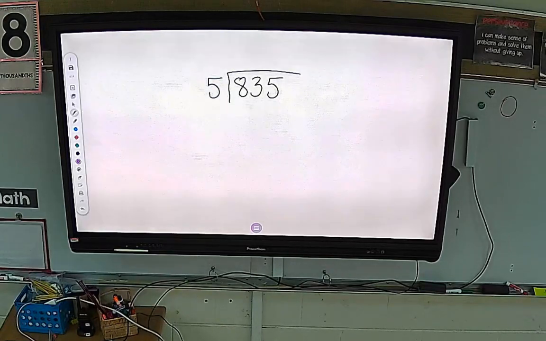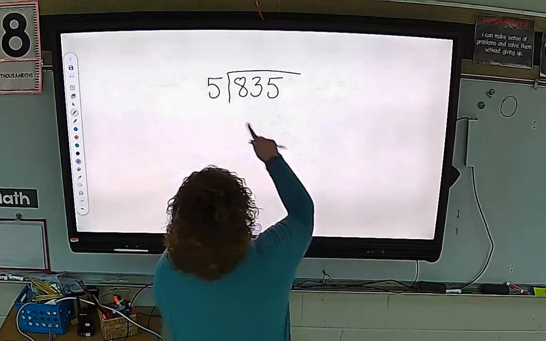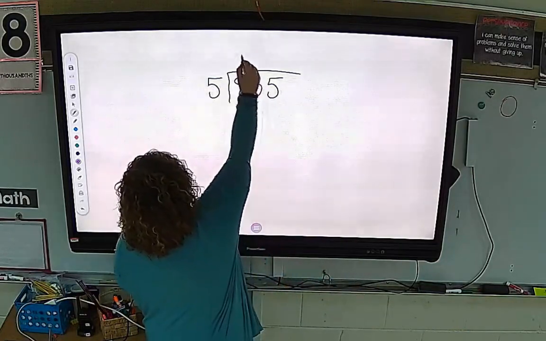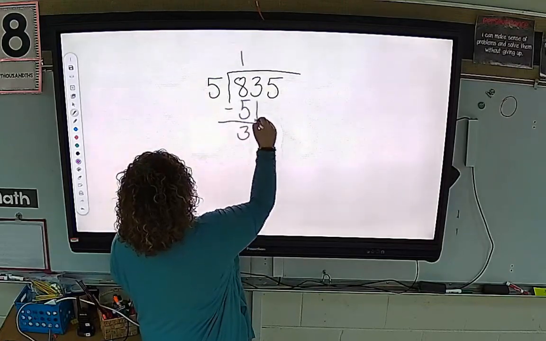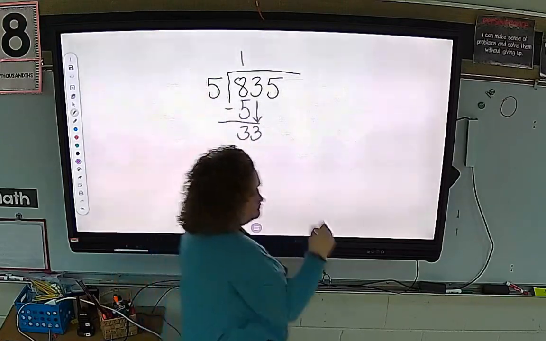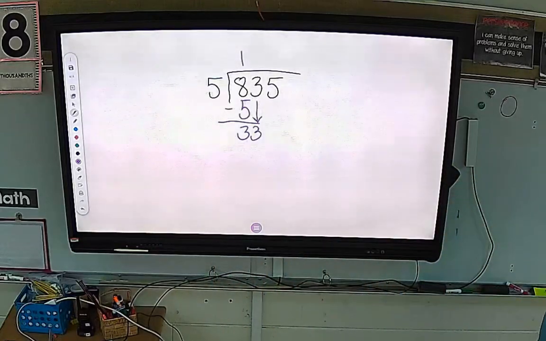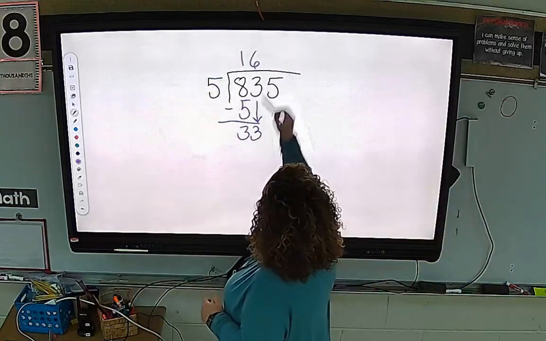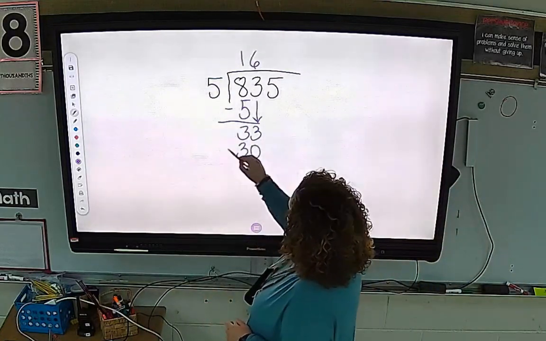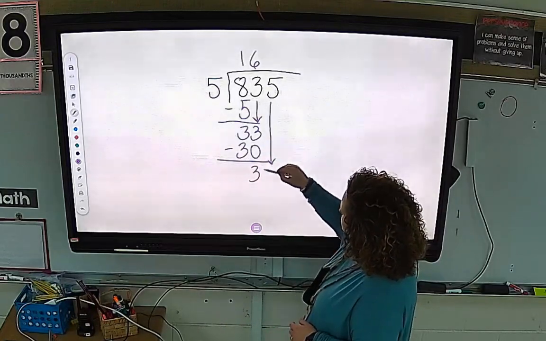Alright, so how many 5s can we get out of 8? Kayla, what's the most 5s we can get out of 8 here? Just 1. So subtract that, and get 3, and we bring down the next digit, which is another 3. Ishmael, what's the most 5s we can get out of 33? 6. Which would be what? 30. And we subtract that, we get 3, and then we bring down the next digit, which is a 5.